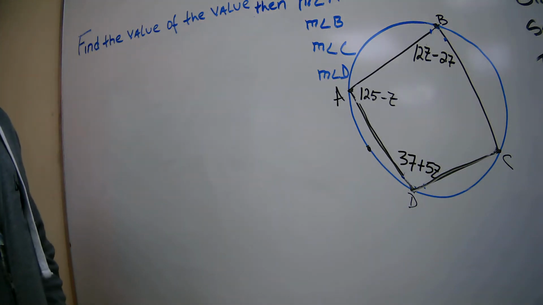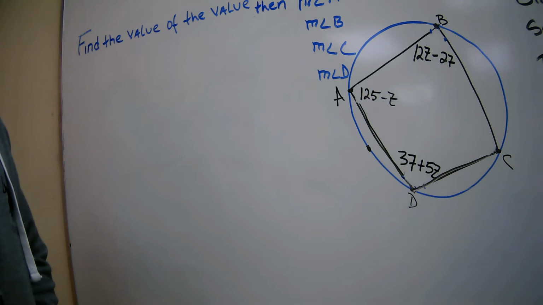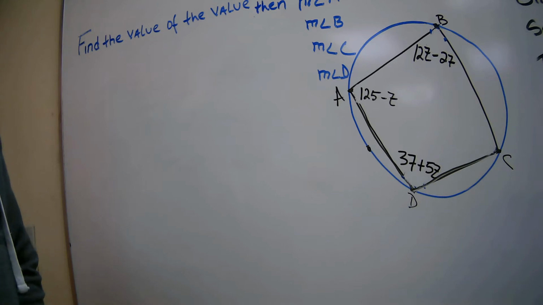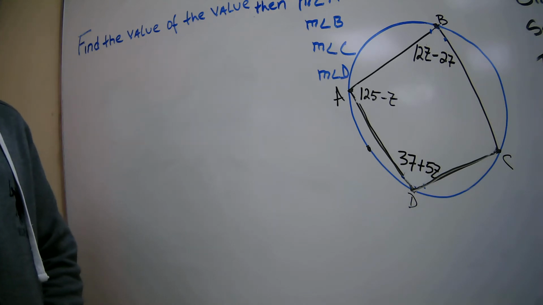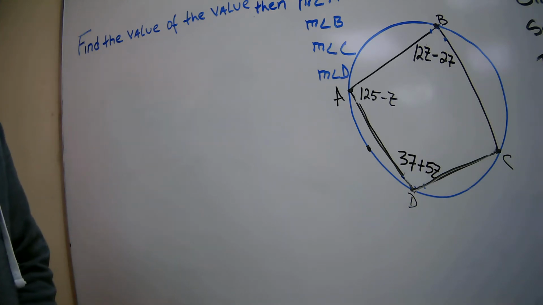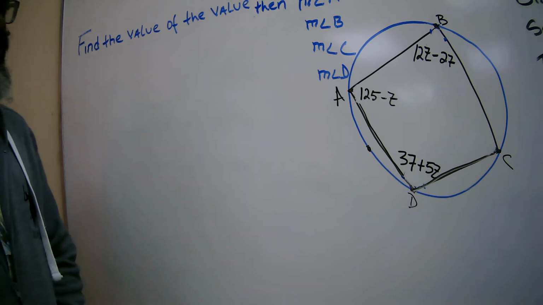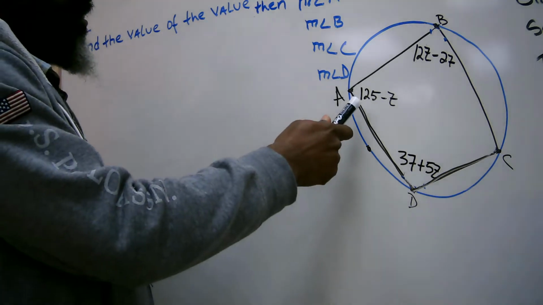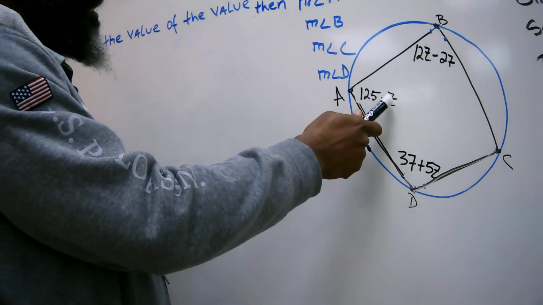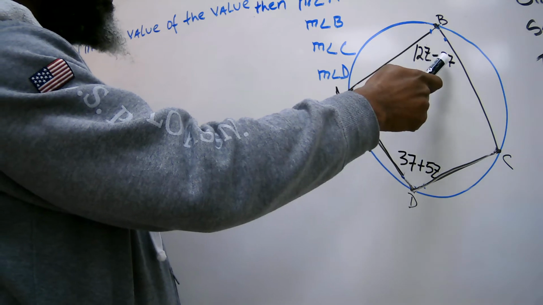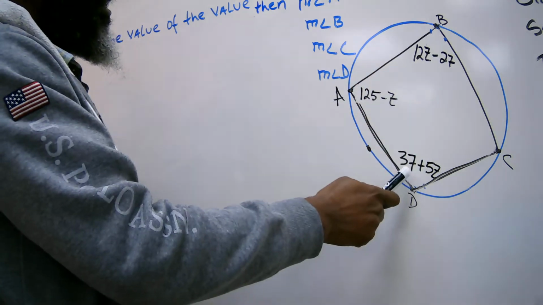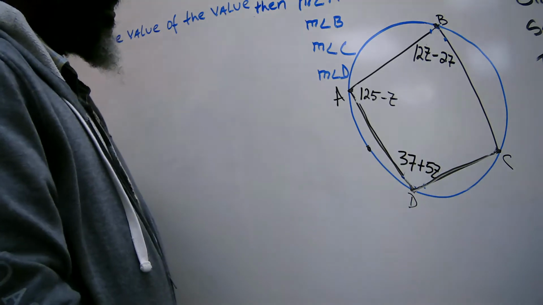So you have a quadrilateral ABCD inscribed in a circle, and you are being asked to find the value of the variable and the measure of each angle. So your goal is to find the measure of each angle. First, in order to find the measure of each angle, you find the variable, which is z in this case. As we can see, they give you angle A as 125 minus z, angle B as 12z minus 27, and angle D as 37 plus 5z as algebraic expressions.